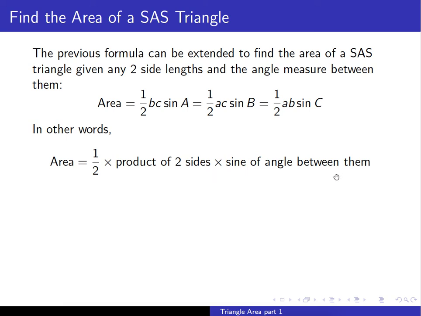So if you know the lengths of any two sides of the triangle and you know the measure of the angle between them, you just take half the product of the two sides and multiply that by the sine of that angle, and you'll have your area.